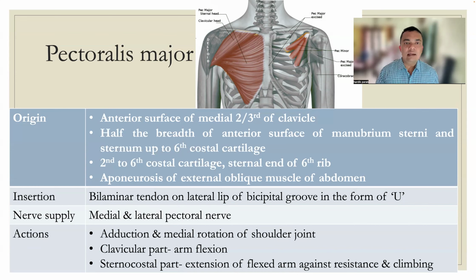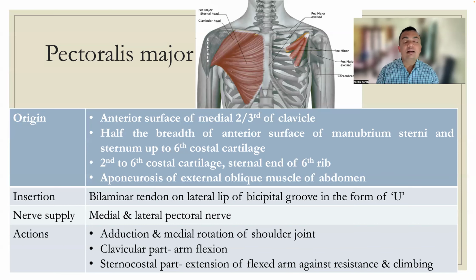As we can see in the diagram, the pectoralis major is a large muscle of your chest, which is why it is named pectoralis major. It originates from the anterior surface of the medial two-third of the clavicle. Here is the clavicle, and the medial two-third of it gives origin to the pectoralis major. The clavicular fibers originate from there.